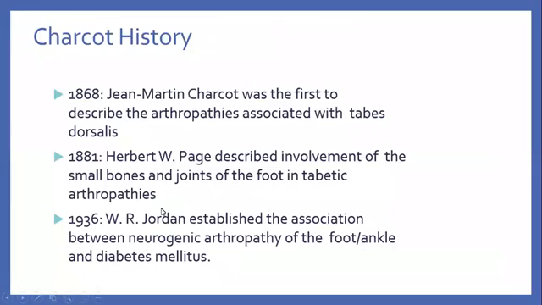So in 1868, Jean-Martin Charcot was the first to describe the arthropathies associated with tabes dorsalis. In 1881, Herbert W. Page described involvement of the small bones and joints of the foot in tabetic arthropathies. And in 1936, Jordan established the association between neurogenic arthropathy of the foot and ankle and diabetes mellitus. This is the reason why it's called Charcot, so I felt it was important to include the history.